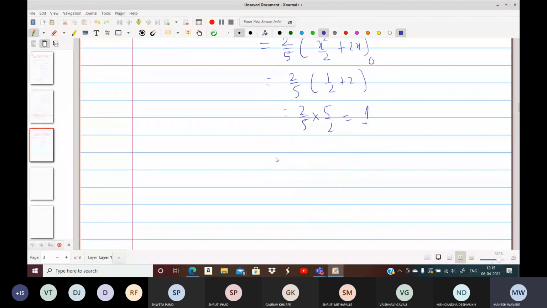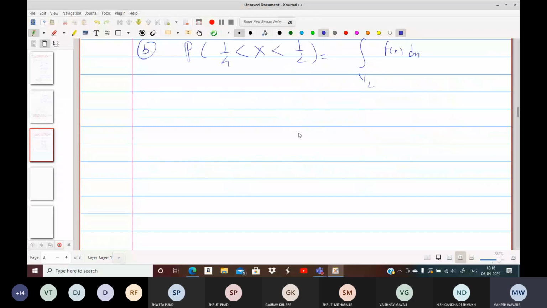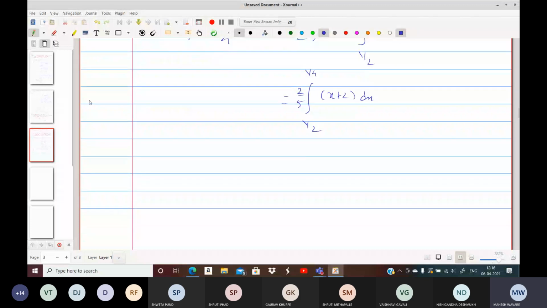And in the B part, it is asked to find the probability for x more than 1 upon 4 but fewer than 1 upon 2. You need to solve the integration of this only. You can see your function value between 0 to 1, and half is there, and 1 by 4 is also there. So on this region, we know its function value is 2 upon 5, a constant I will take out, x plus 2 dx, from 1 by 4 to 1 by 2. And you can integrate and put the limit.